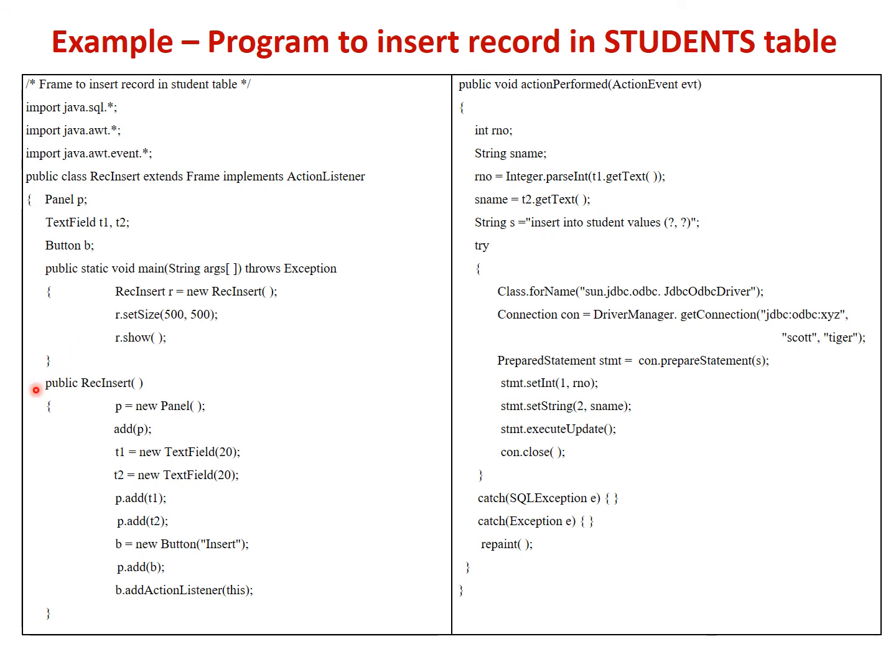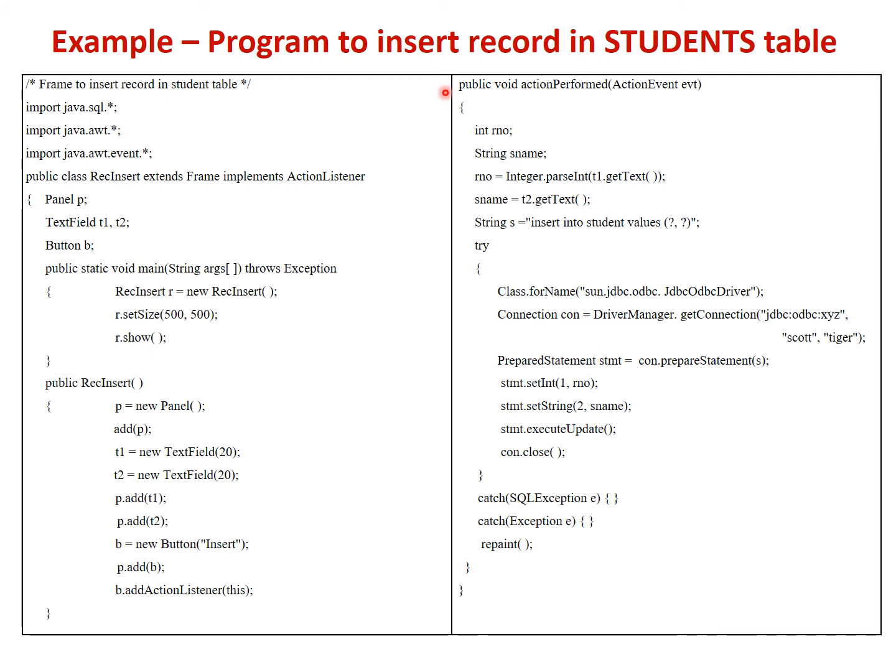In the constructor we are defining the instance of the panel, then we add the panel. After this we are creating two instances of the text fields and then one instance of the button, and we add all these to the panel, and also we are adding the action listener for the button B. Then we override the actionPerformed method.